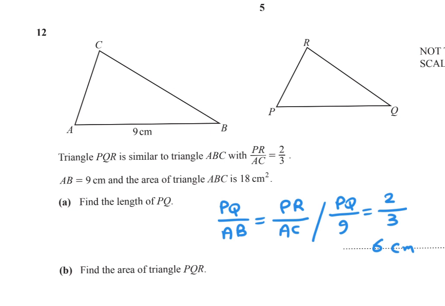Now for part B, find the area of triangle BQR. The area of triangle ABC is given to you, which is 18 centimeters squared. We need to find the area for that one. How do we find the area?